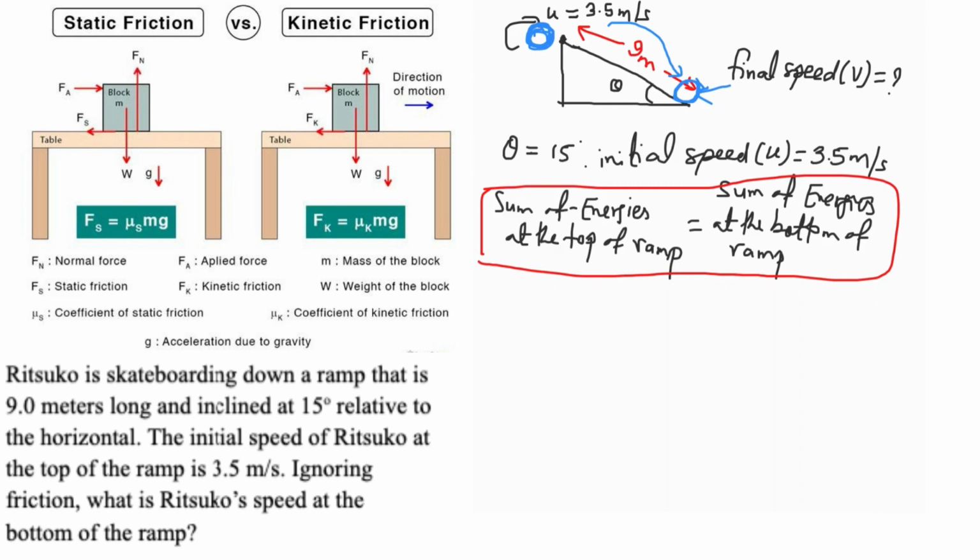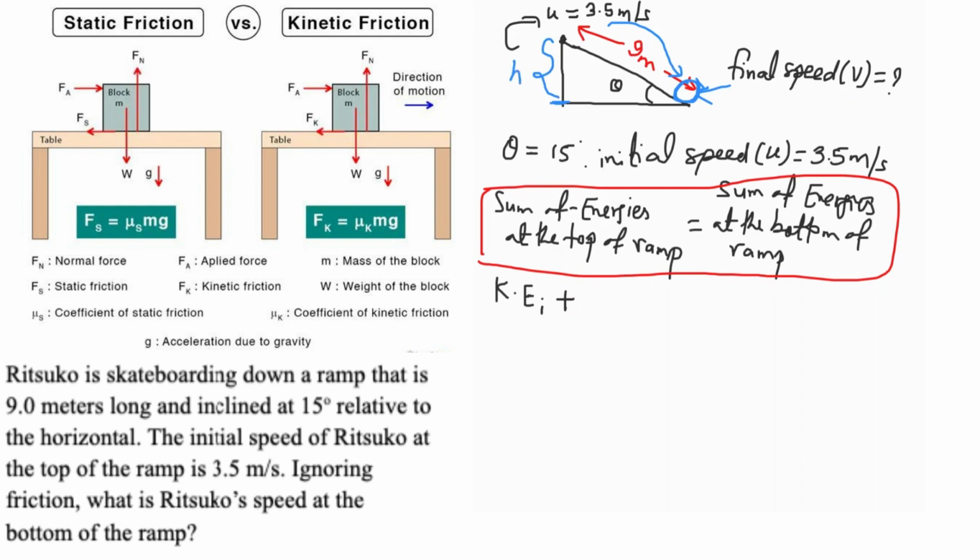Another thing we have to know is that when Ritsuko was at the top, there are two forms of energy acting there. Since there was motion, there is an initial kinetic energy, K, plus another form of energy present there. At the top, Ritsuko is present at a height h from the ground.